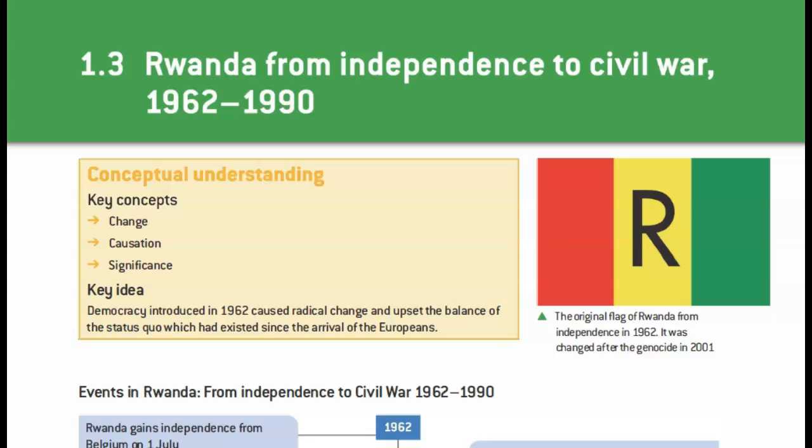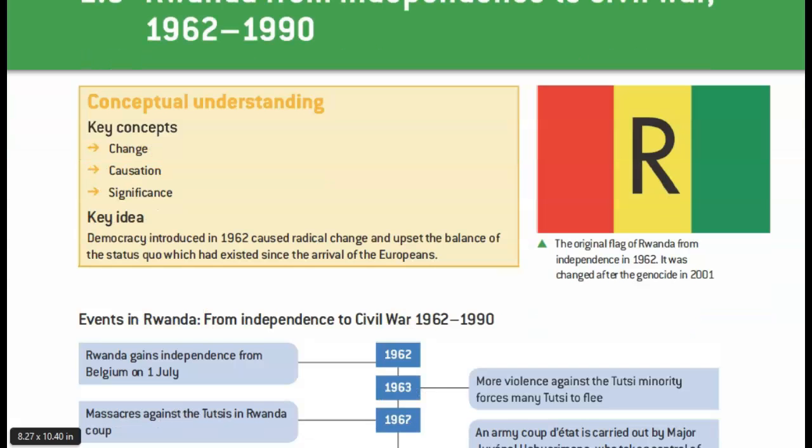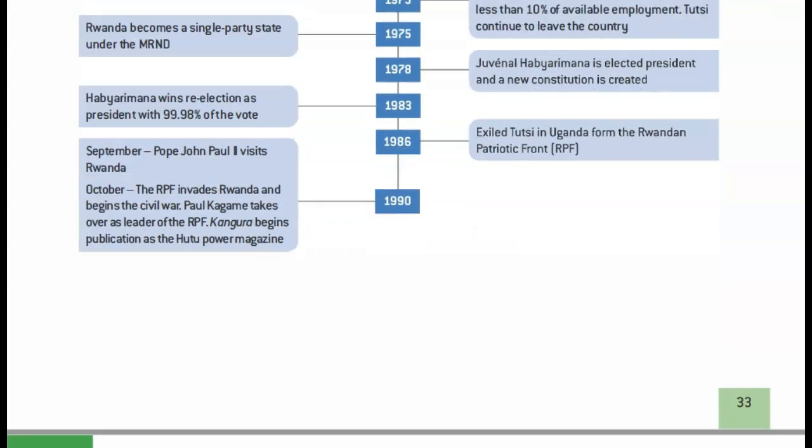And the question you should be able to answer by the end is the key idea of democracy. So democracy, introduced in 1962, caused radical change and upset the balance of the status quo, which has existed since the arrival of the Europeans in Africa and in Rwanda. So be able to talk about how did that happen? How was there a radical change? How did this upset the balance of power? What was the result of this upset of balance of power? What was the result of this radical change? What was the significance of this radical change? Be able to explain those kind of questions using examples and details from the text, and you should be good to go. Again, the timeline, kind of explaining the different stuff that's going to be happening throughout this section.